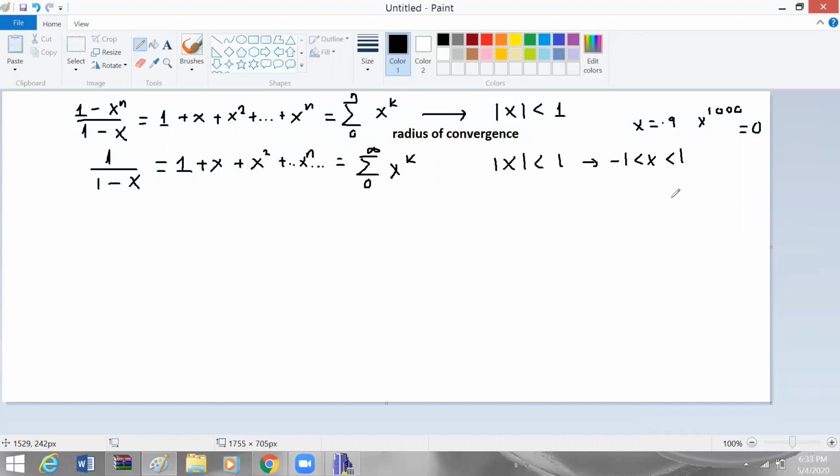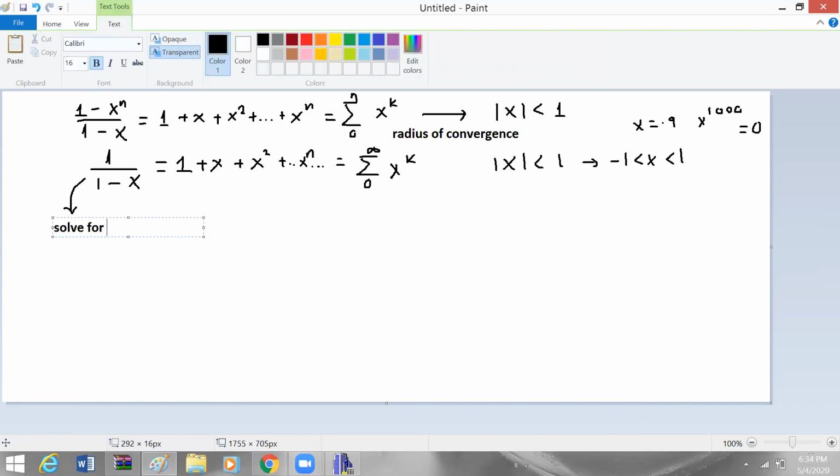Okay, so when x equals negative 1, what can we tell about the series, and when x equals 1, what can we tell about the series? And again, x cannot be 1. If x equals 1, then we have undefined at the bottom part. And a very important thing that we should learn: how can we use that series? We learned it last time, and how can we solve for the series expansion for 1 over 1 plus x?